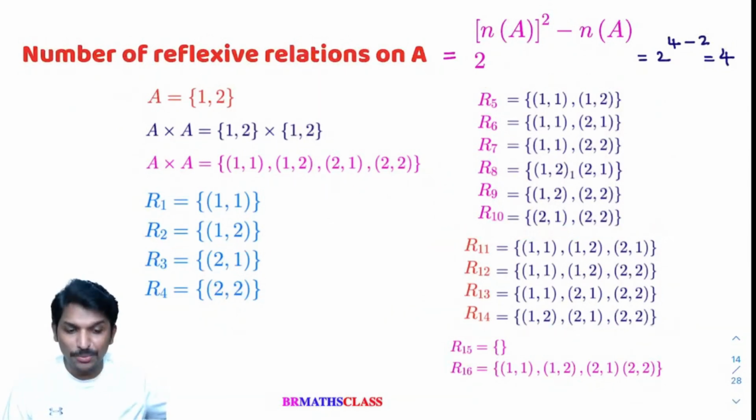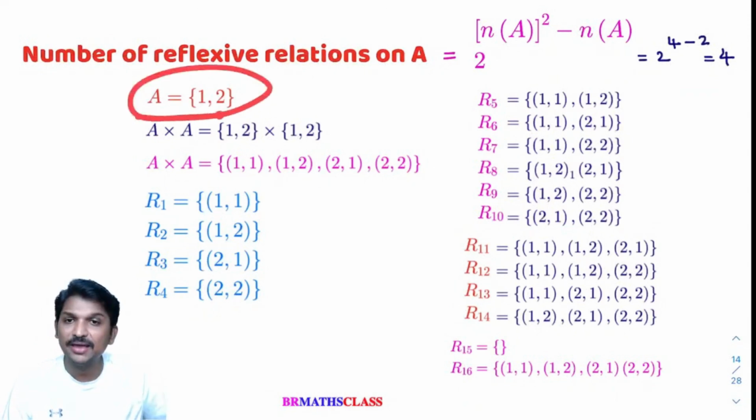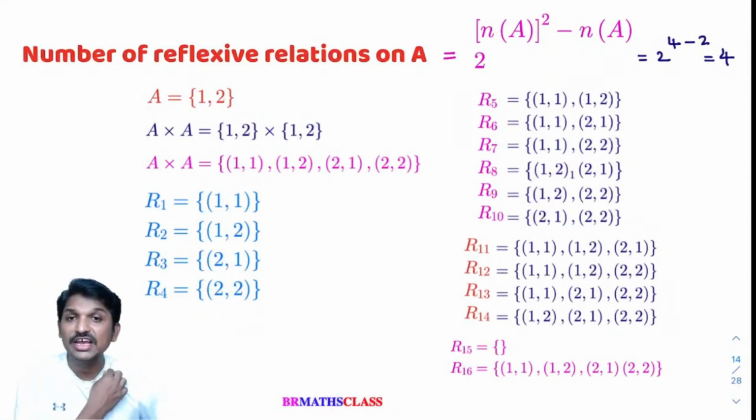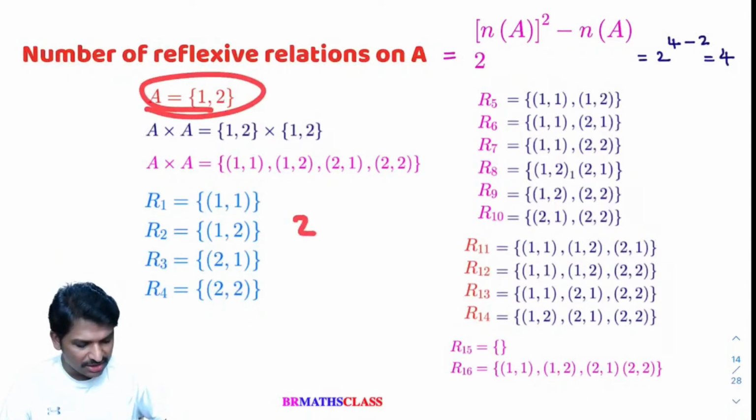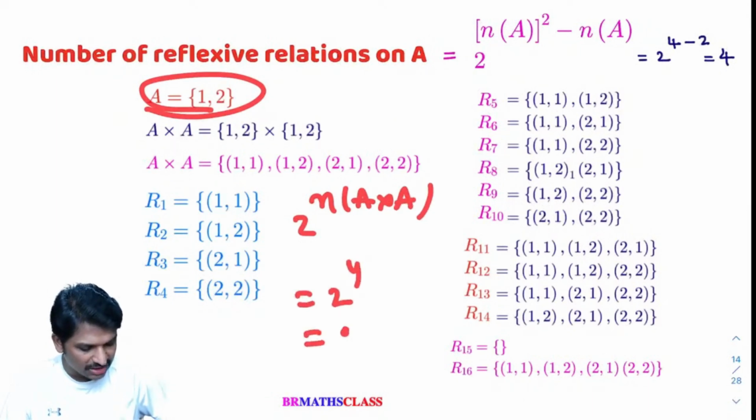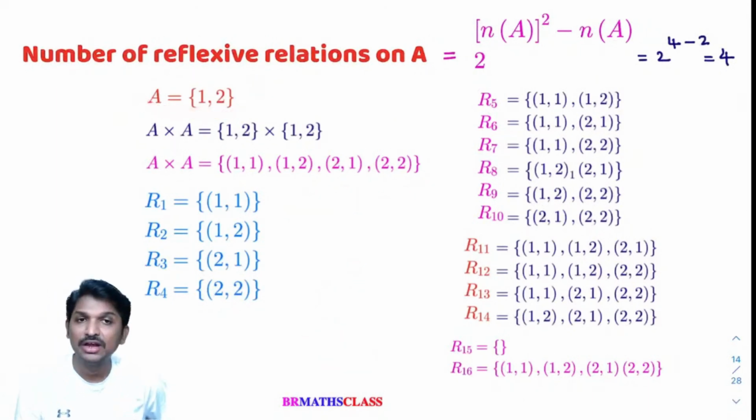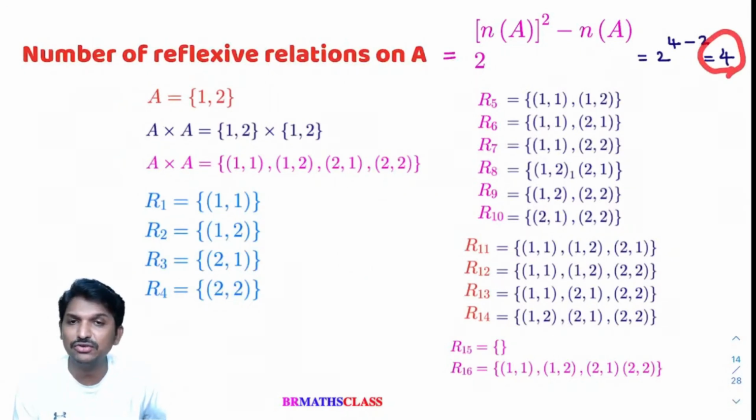What I am asking is, how many relations can we form on set A? Number of relations on A means relations from A to A. The formula for the number of relations on set A is 2 power number of elements in A cross A. That is 2 power 4, that is 16. All the relations I have written here. Now the point is, in these 16 relations, you can get only 4 reflexive relations. Those 4 reflexive relations you need to identify.